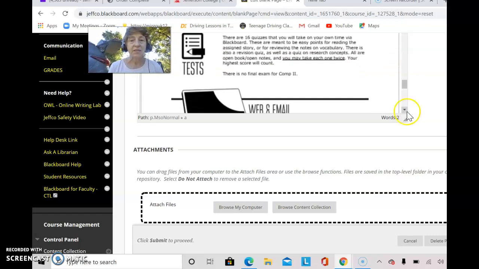Tests. There are 16 quizzes that you will take on your own time via Blackboard. These are meant to be easy points for reading the assigned story or reviewing the notes on vocabulary. There is also a revision quiz as well as a quiz on research concepts. All are open book and open notes, and you may take each one twice. Your highest score will count. There is no final exam for Comp 2.